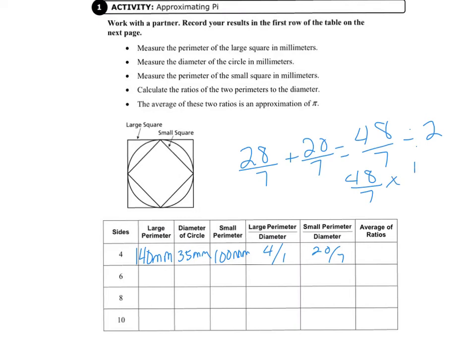So 48/7 times 1/2, and we can cross cancel. 2 goes into itself once, and 2 goes into 48 24 times. So that means our average equals 24/7. And if we want to express that as a decimal, and we used a calculator, which we're not going to do right this minute, but it would equal about 3.43.